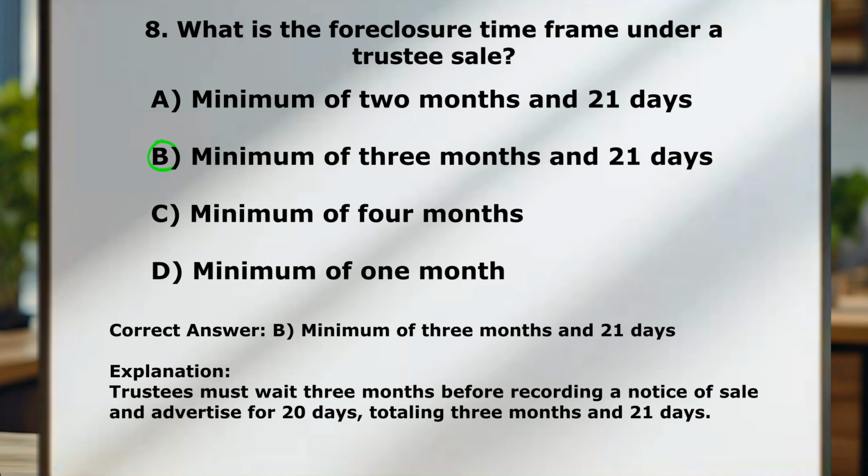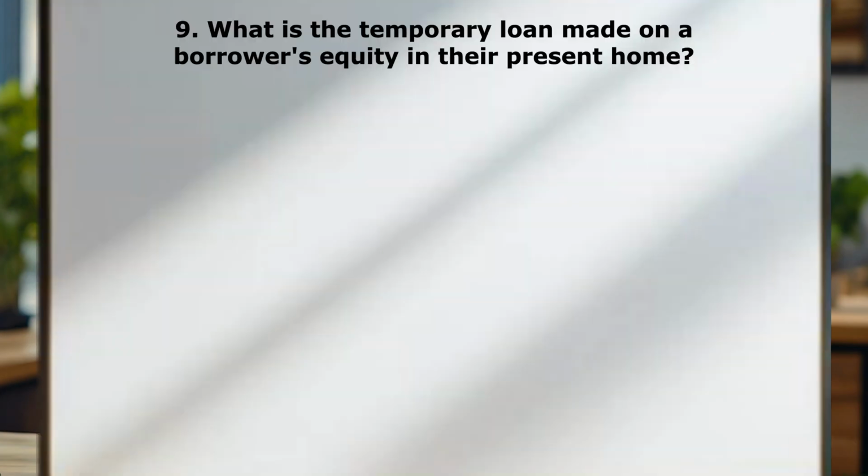So trustees must wait 3 months before recording a notice of sale and advertise for 20 days, which totals 3 months and 21 days. We don't want anyone to get foreclosed on, but hopefully they can make it right in that time frame. All right, question number 9.